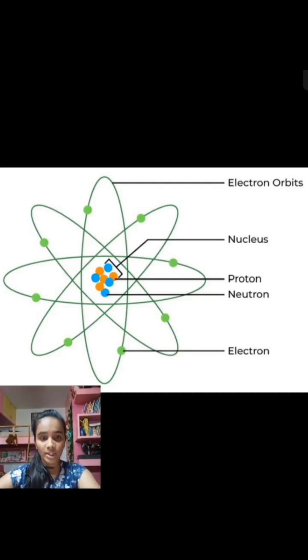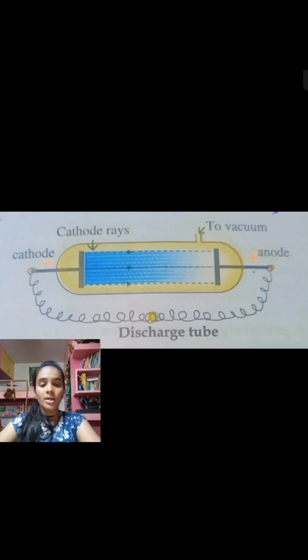The modern atomic theory, however, correlates with Dalton's atomic theory in the fact that the atoms are the smallest unit of matter taking part in a chemical reaction, and in a given compound, the relative number and kind of atoms is a constant. Now we will see discovery of electrons.